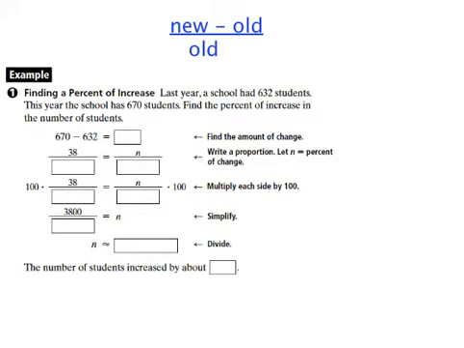Number 1, finding a percent of increase. Last year, our school had 632 students. This year, the school has 670 students. Find the percent of increase in the number of students. The new amount is 670 students. The old amount is 632 students. So we're going to take 670 minus 632 over 632.